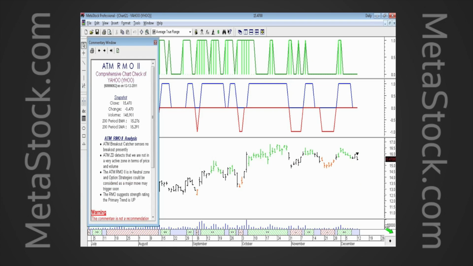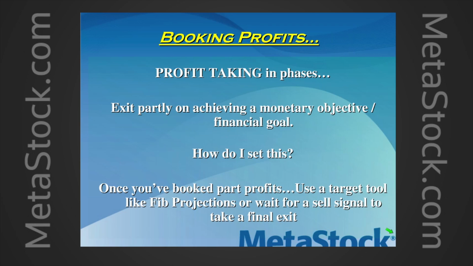Alright, so that's the comprehensive chart checkup expert, which is automating the analysis for you, really taking out the whole issue about trying to think, am I doing it right, am I not doing it right? Well, if you're in that initial stage, this could be of excellent help to you as you go along.